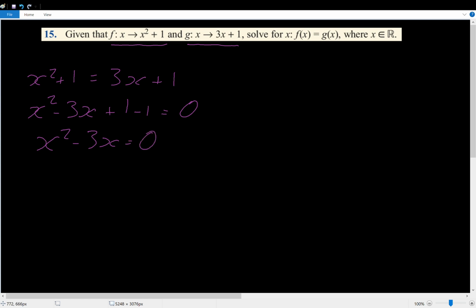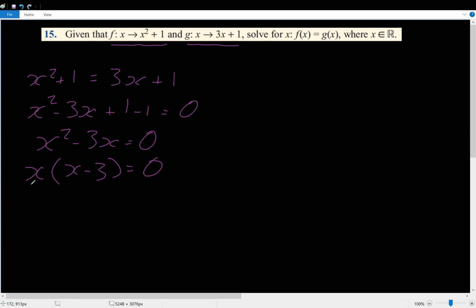Then from there what we can do is factorize the left hand side. The highest common factor between x squared and 3x is x. And then in brackets we're going to have x minus 3, because if we multiply this x outside into this bracket, we'll get the term above back again.